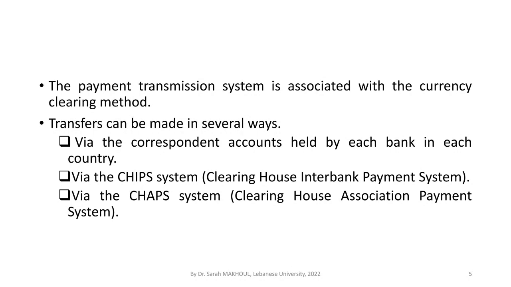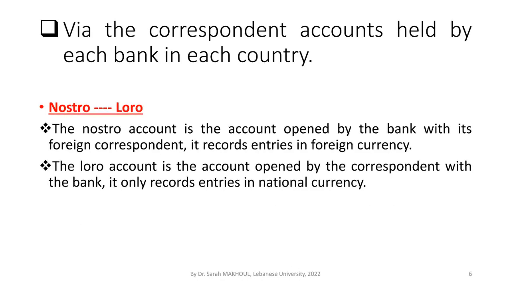We have the CHIPS and the CHAPS. CHIPS is the Clearing House Interbank Payment System, and CHAPS is the Clearing House Automated Payment System. CHIPS is for the American system and CHAPS is for the British system.